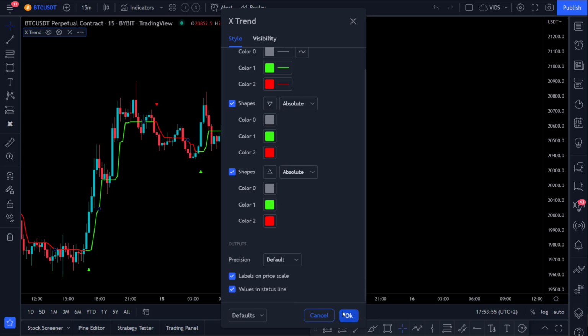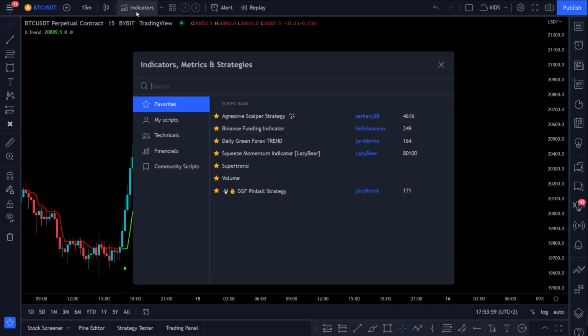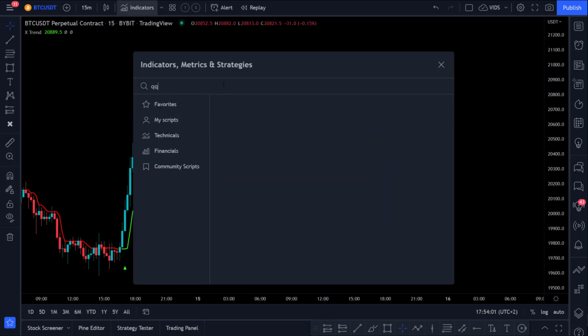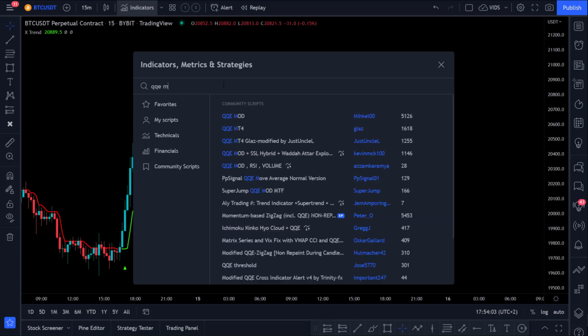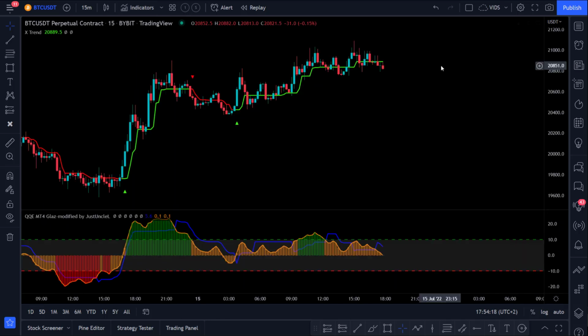The second indicator that we are going to add is the QQE MT4 GIAZ. Again, this indicator is not used much by people, so this is also a nice secret indicator that is going to help us find buy and sell positions. We don't need to modify this indicator. Alright, if you followed the steps, your chart now looks the same as mine. We can now start with the rules of the strategy.